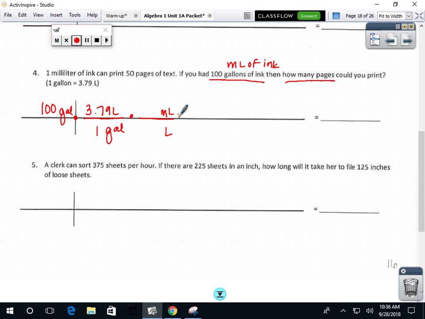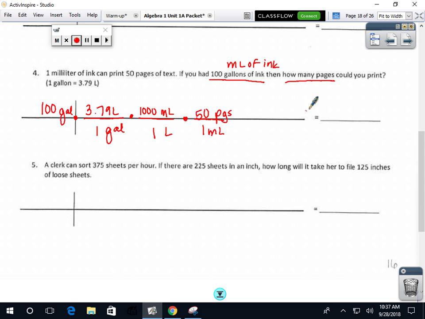1 liter equals 1,000 milliliters, right? So yes, like Angel said, you can use that. 1 liter is the same thing as 1,000 milliliters. Right, because you would have just moved the decimal point 3 units to the right, and that would have added 3 zeros. Now that we have changed it over to milliliters, now I'm able to use this: 1 milliliter of ink is able to print 50 pages of text.